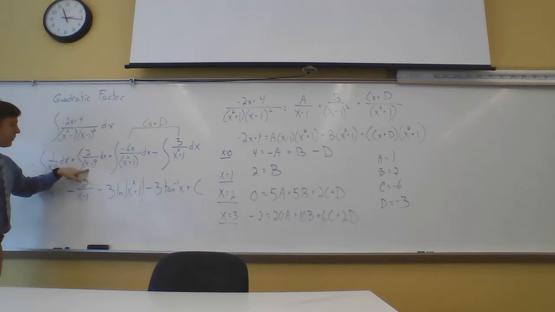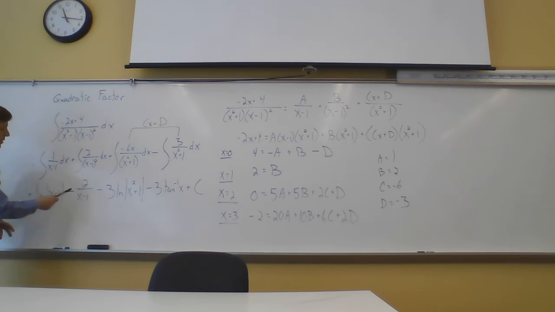The second integral is just like the one we had in the last example. You're going to pull that 2 out. You're going to treat that as a negative 2, add 1. And when you do, you get negative 2 over x minus 1.